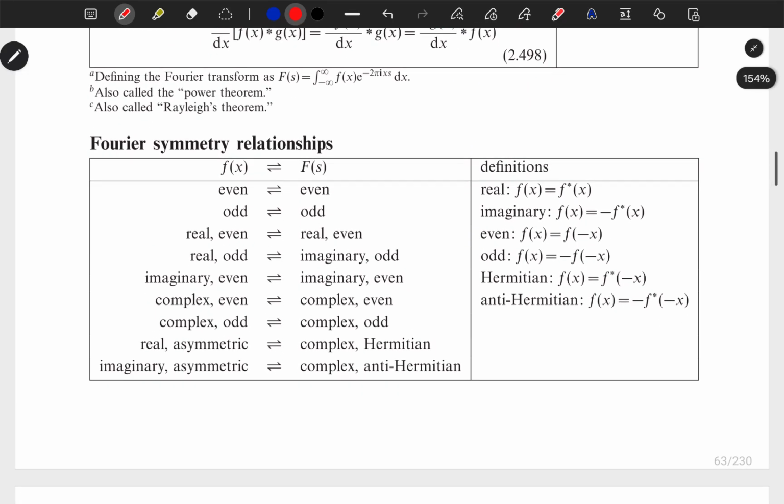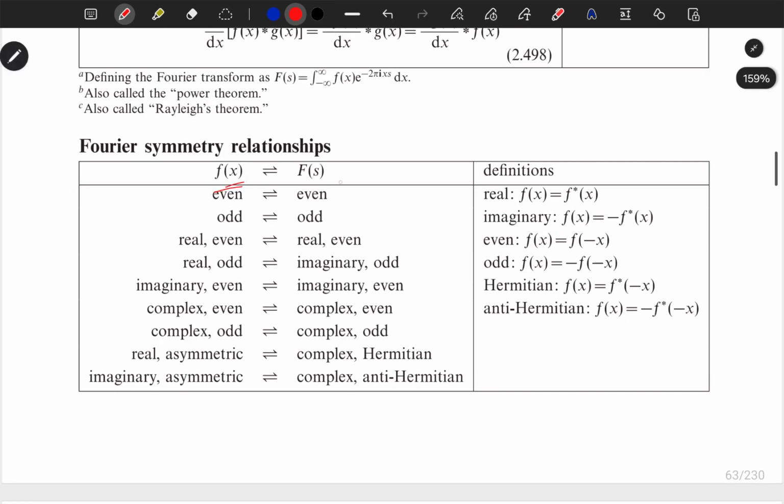Fourier symmetry: if f(x) is even, that will be even to even, odd to odd, real even to real even, real odd to imaginary odd, imaginary even to imaginary even, complex even to complex even, and like this.